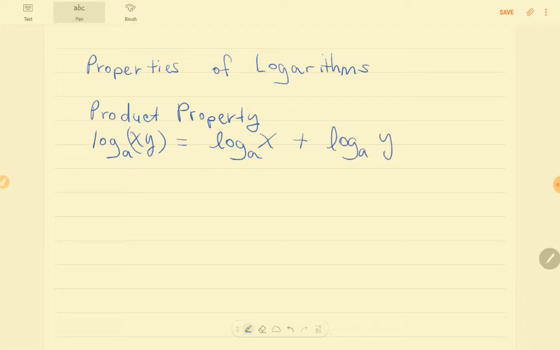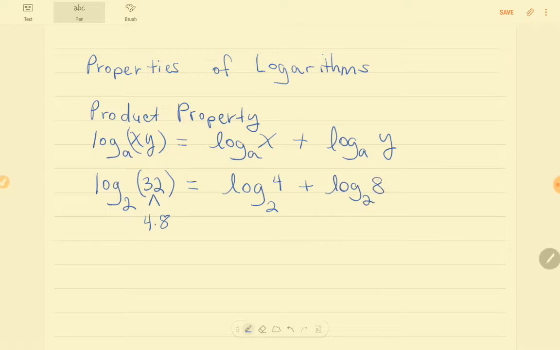So let's test it out and see if it works, shall we? How about if we had log base 2 and the argument was 32? Let's just test out this theory that you can write it as a sum of two logs. Let's see, the products here could be 4 times 8, right? And then we would have the log base 2 of 4 plus the log base 2 of 8.